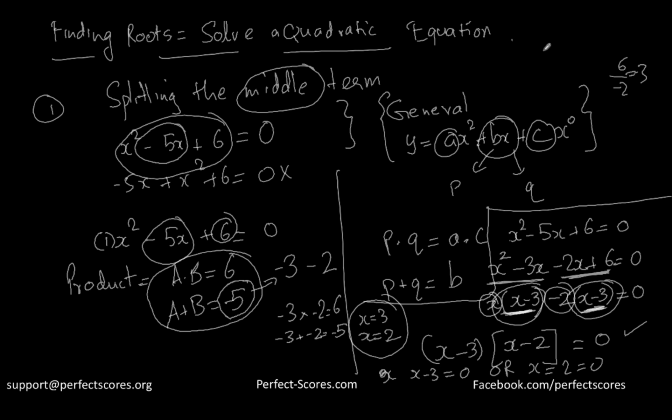And let's suppose if you want to draw the quadratic equation, you will draw it like this. It will cut the x-axis at 2, it will cut the x-axis at 3. That means the quadratic equation is actually going to be like this. So just by seeing the quadratic equation, I've solved it, and I know how it behaves and how it looks.